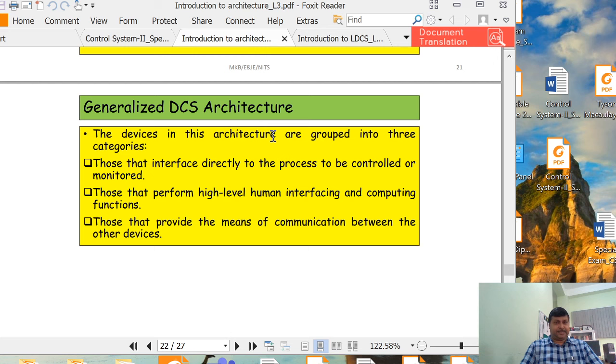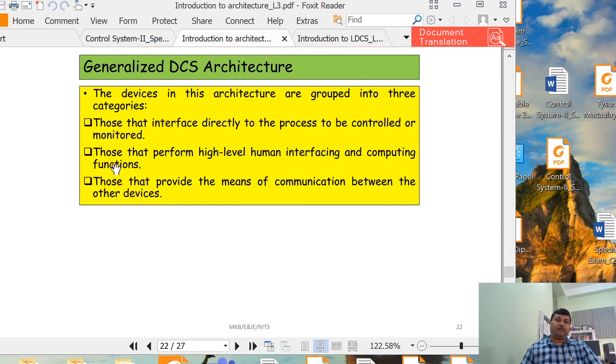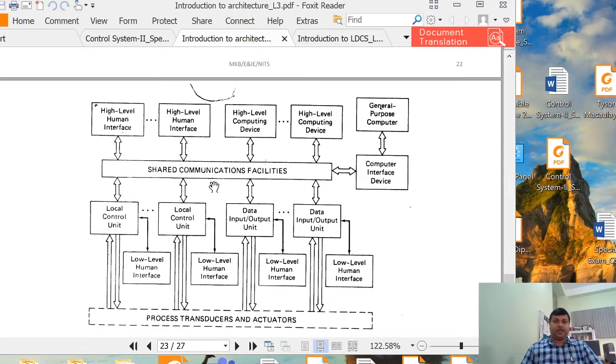The devices used in the architecture are grouped into three categories. What are they? Some devices interface directly to the process to be controlled or monitored. Some devices perform the high level human interfacing and computing function. And some devices provide the means of communication between the other devices. So these are the main constituents of the architecture of DCS. And this is the pictorial representation.